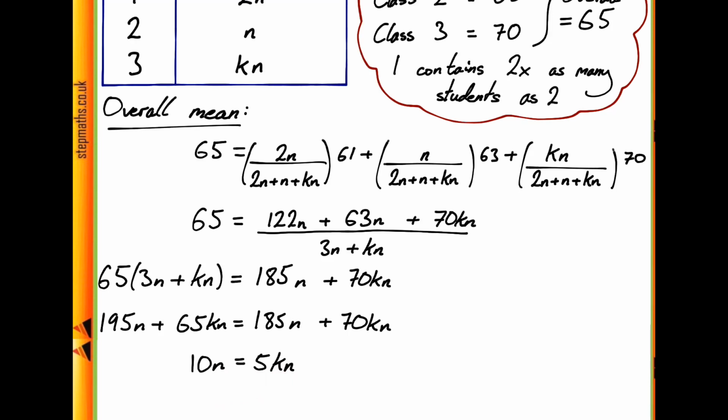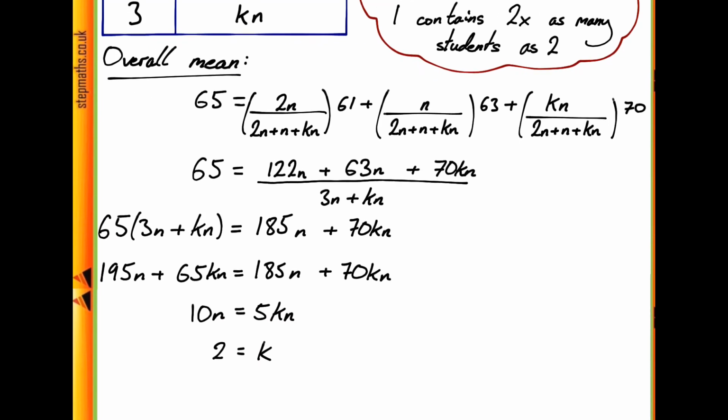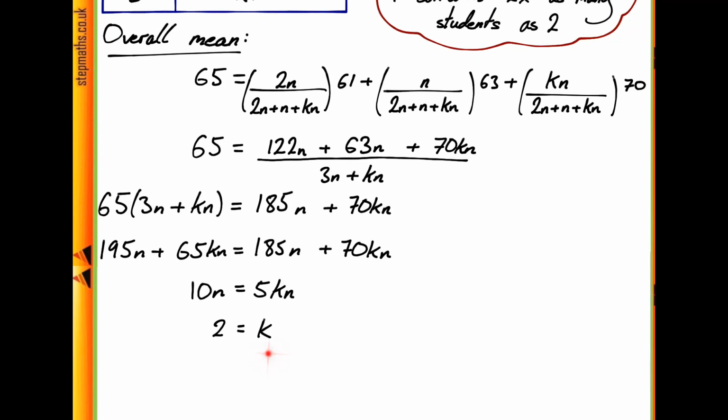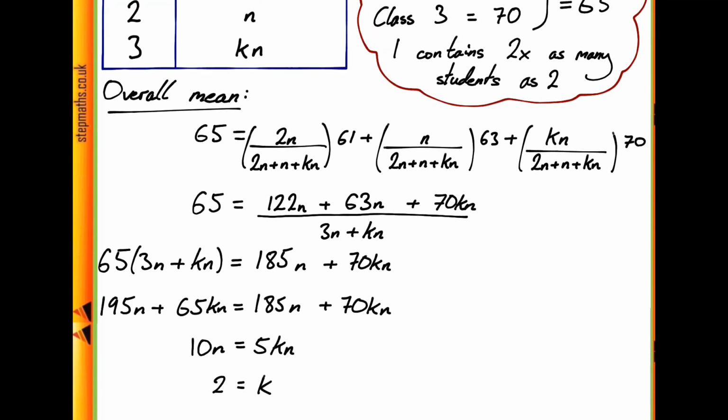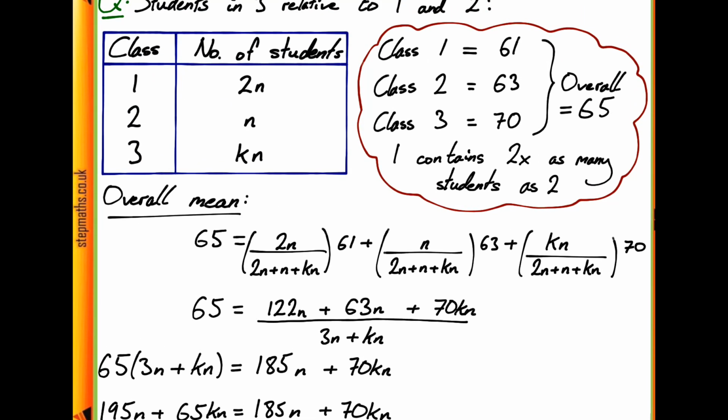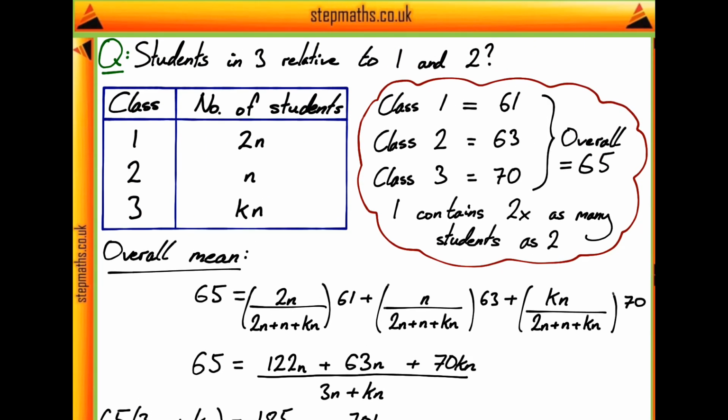So handily at this stage we see that our n's cancel out and we can divide by 5 to get that k equals 2. So what does this mean? Well, if we go back to our number of students in each class, then we can see that class 3 is kn students, so that's the same as 2n students. In which case, what this is telling us is that the number of students in class 1 is equal to the number of students in class 3. They both have 2n students. So this is going to correspond with answer D given in the question.